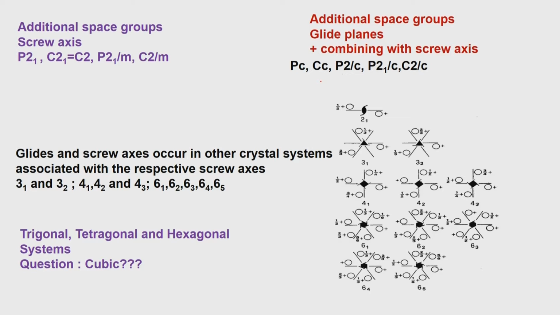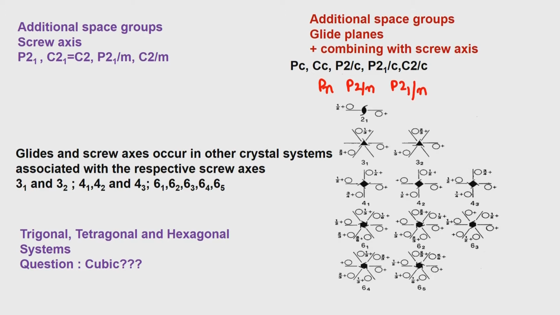So it will be now Pn and P2 by n and P21 by n. These are additional space groups.